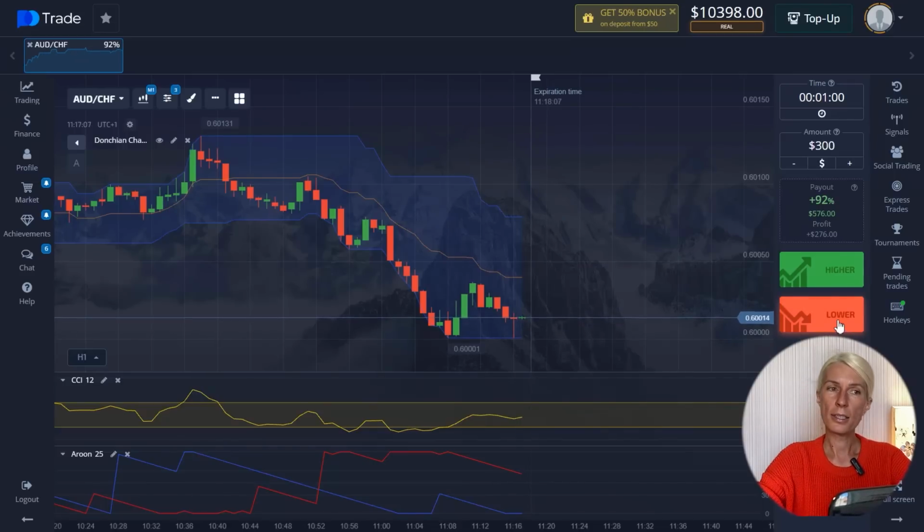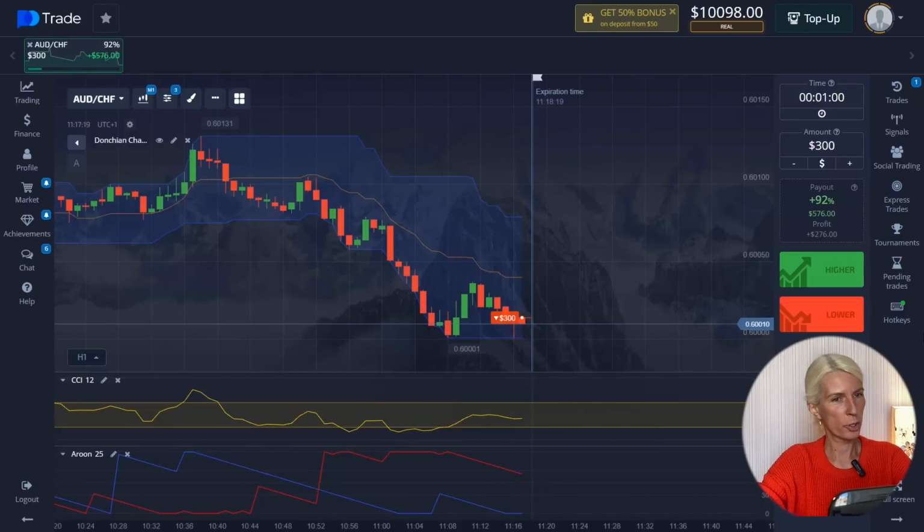Then, I see the rebound that has occurred and open a down trade for 1 minute with $300. Here, despite the signals from the indicators, I believe that the price will try to decline again. Let's wait, but now we'll continue the conversation.